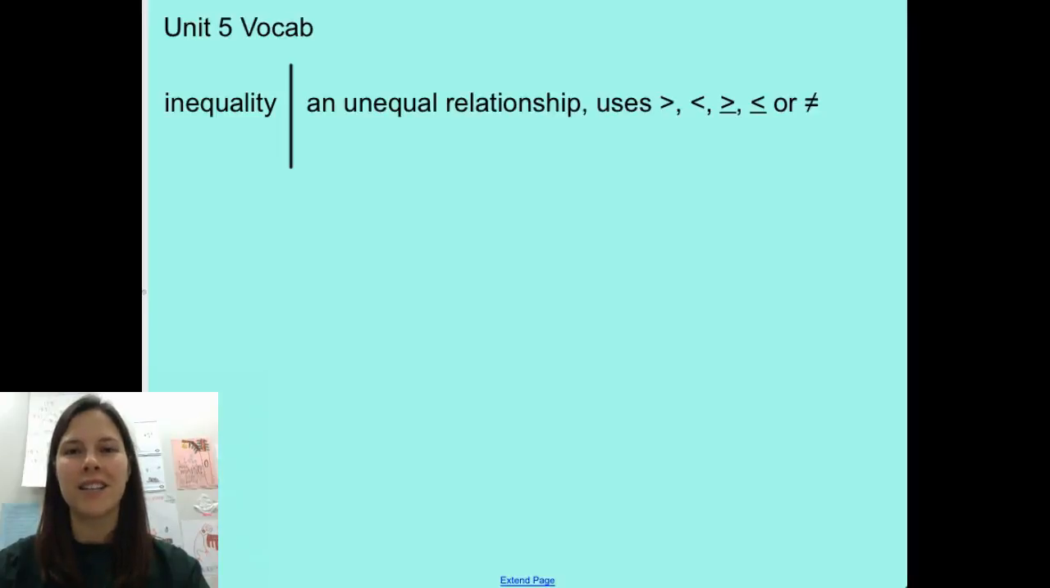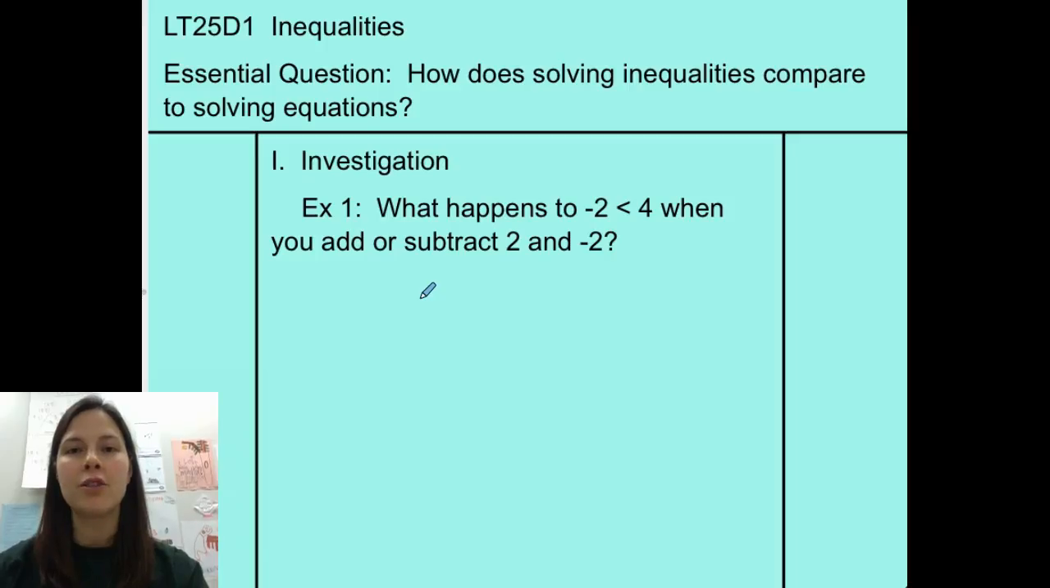Our next unit is inequalities, and essentially an inequality is anything that's not equal. So we can have greater than, less than, greater than or equal to, less than or equal to, or you can even just have the symbol not equal to. All of those would be types of inequalities. Our essential question is comparing inequalities to solving equations. They're very similar, although there is one big difference that we're going to investigate right now.